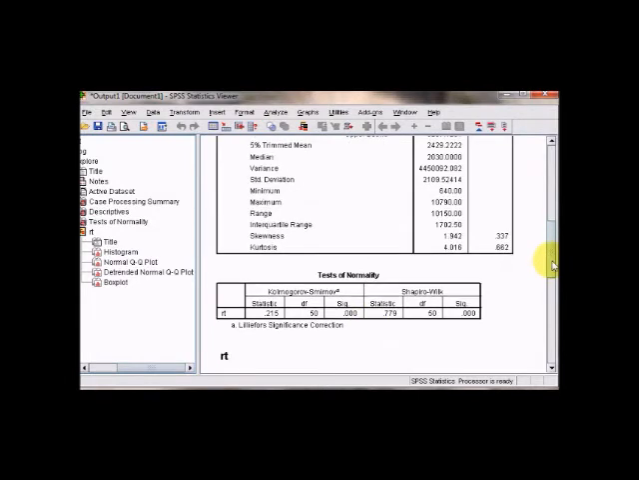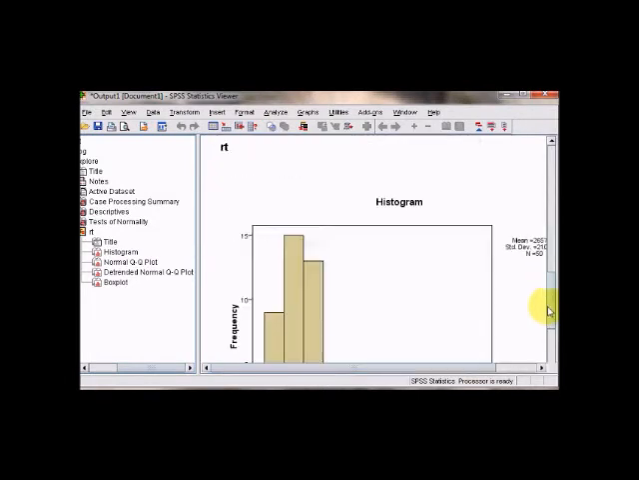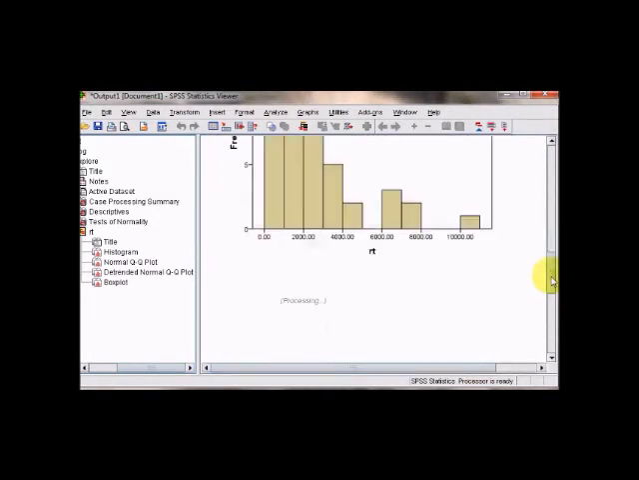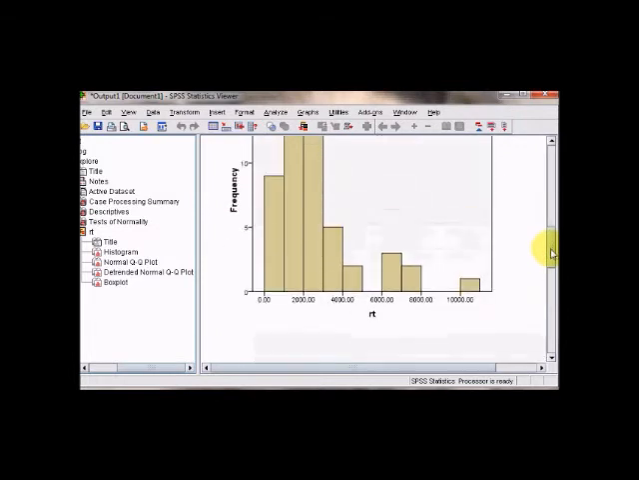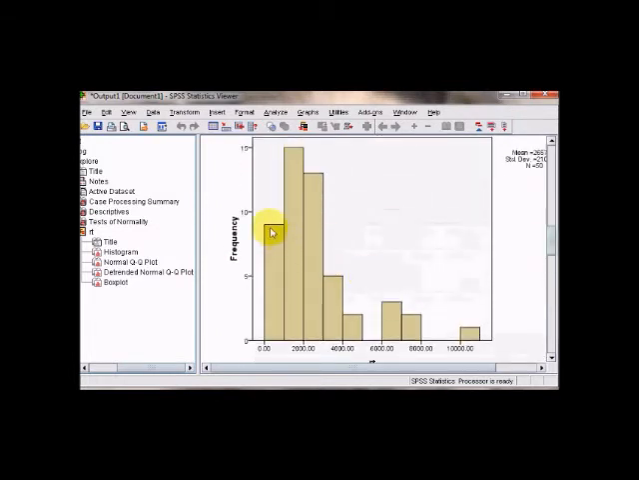Well, the first thing we can do is just scroll down and look at the shape of the histogram. If you look at this, we can see that we have a positive skew. There's a lot of scores piled up at this end, and then there's a long tail stretching off in the positive direction. So it looks like we have a problem with positive skew.